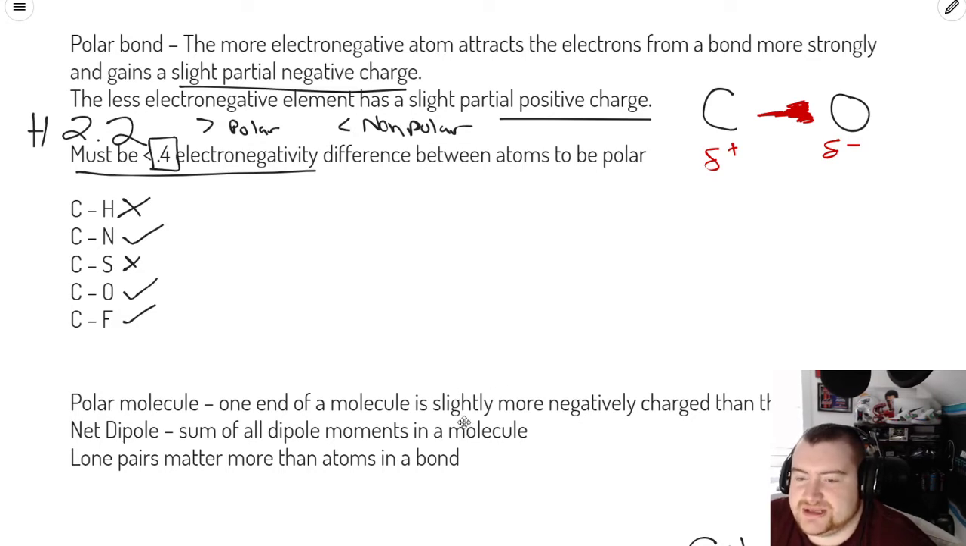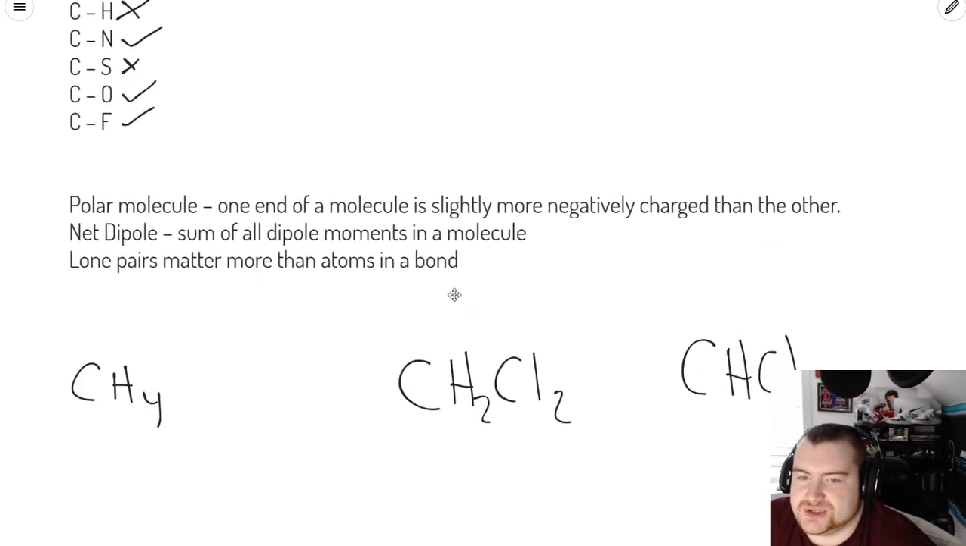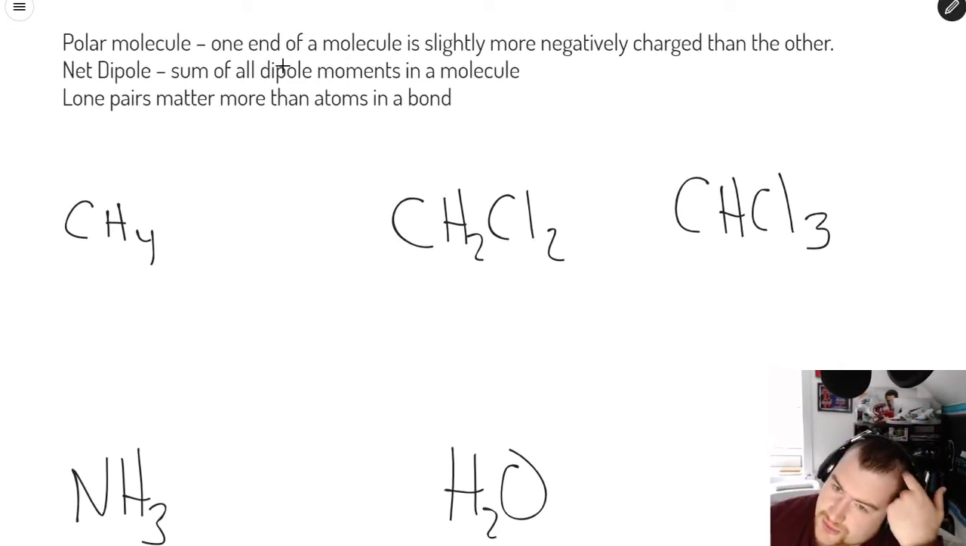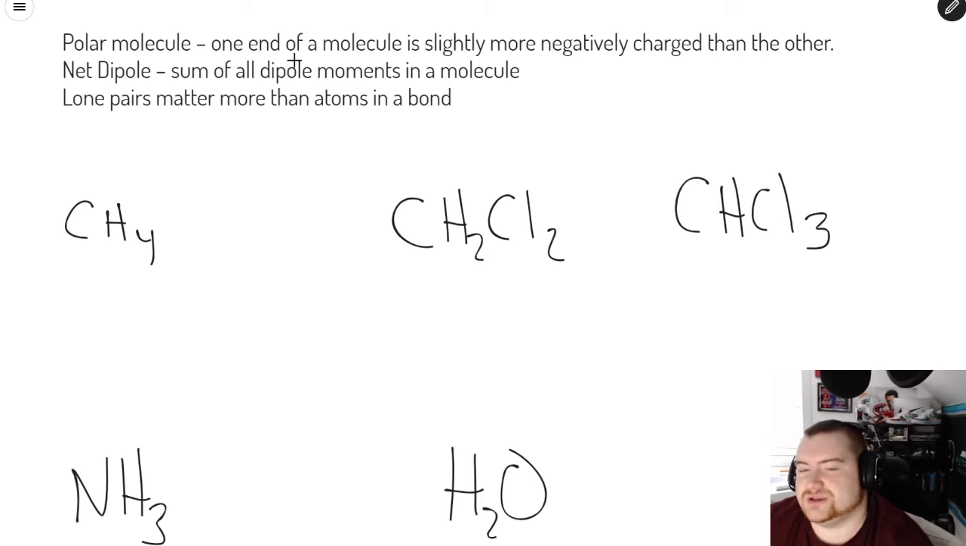Now we're going to apply that to the drawings that we've done. So we're going to talk about the difference between a polar molecule and a nonpolar molecule. When we look at a polar molecule, one end of the molecule is slightly more negative than the other in terms of electronegativity. So if we have an atom on one side that's more electronegative, it's going to make the molecule polar. It can be the same deal with a lone pair. The net dipole is going to be the sum of all dipole moments. So if there is a net dipole, you have a polar molecule.